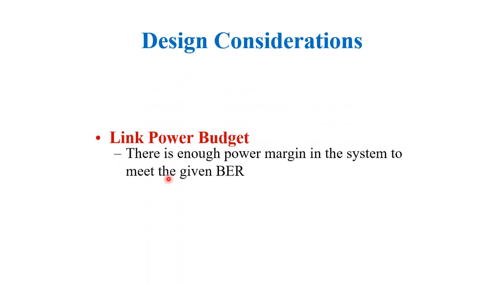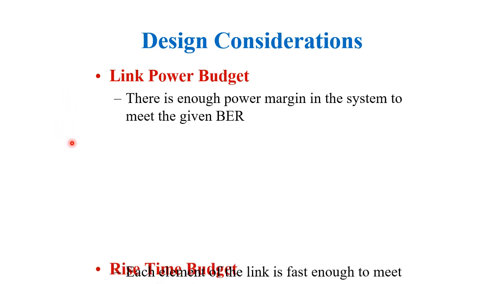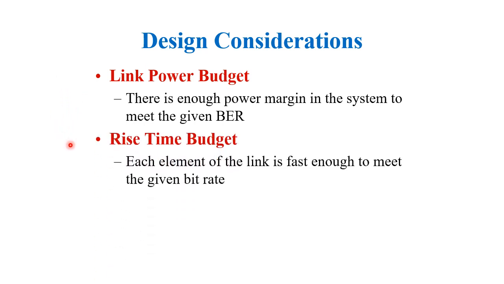Next comes design consideration. While designing the optical transmitter or optical receiver, it is necessary to consider two factors for the design of the optical link. One is the link power budget, and the next one is the rise time budget. The link power budget ensures there is enough power margin in the system to meet the given bit rate. The rise time budget ensures each element of the link is fast enough to meet the given bit rate.